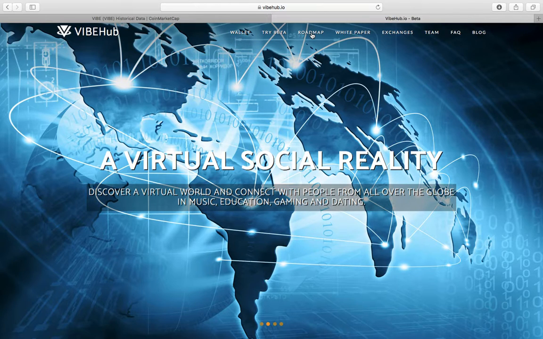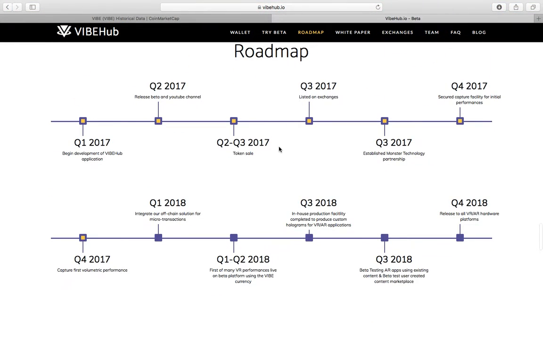Roadmap. Always try to find a roadmap on any company that you're looking at. You want to know what it's doing, what it's planning on doing, and if it's done it. So you'll see Q1 of 2017, begin development of Vibe Hub application.